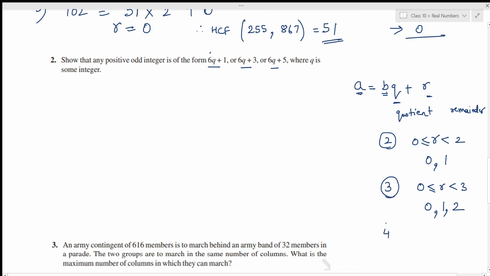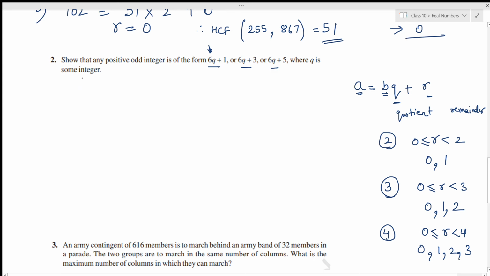When you divide a number by 4, remainder can take values 0, 1, 2, 3. When you divide by 5, similarly, the remainder can be 0, 1, 2, 3, 4. When you divide a number by 6, the remainders could be 0, 1, 2, 3, 4, 5. So here it is saying that you need to show that any positive odd integer is in the form of 6q plus 1, 6q plus 3, 6q plus 5. Meaning this 6 is saying that you need to divide any number by 6.